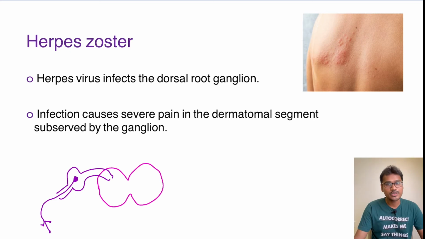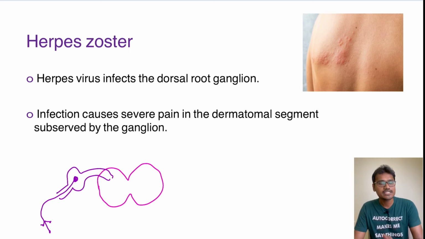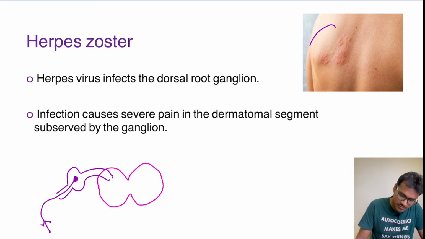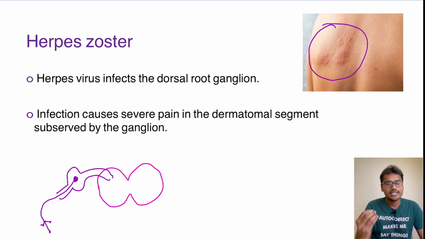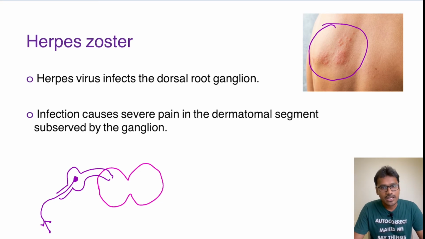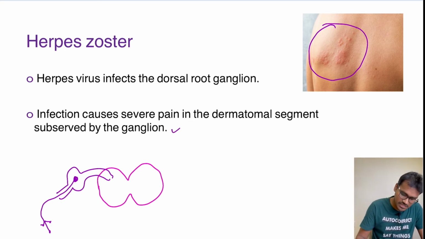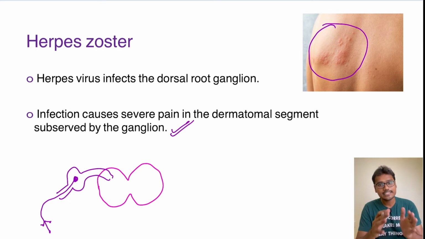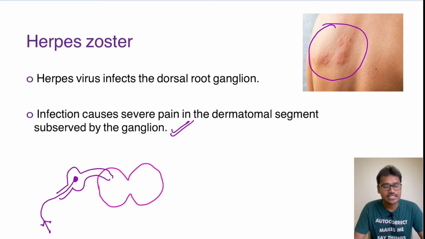This herpes zoster usually infects one half of the spinal cord, that is, the dorsal root ganglion of one particular region, where it will go and settle. So the presentation is also on a single side most of the time, because the dermatome is innervated by a particular group of dorsal root ganglia. The infection causes very severe pain in that dermatomal region which is subserved by that particular ganglia. That area will have severe skin eruptions followed by severe pain.